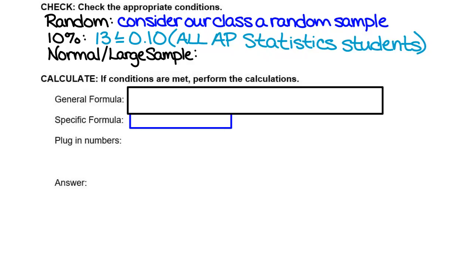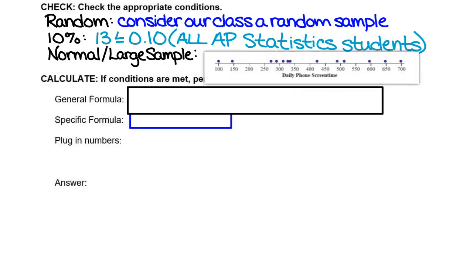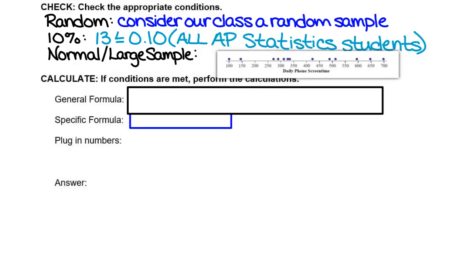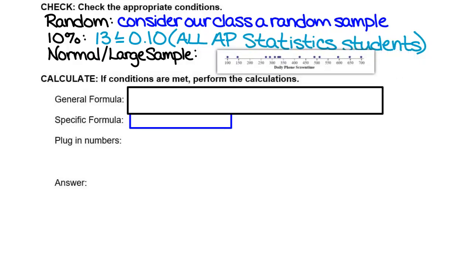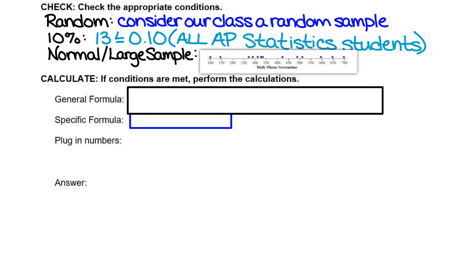So, let me go back here. I took a picture of the graph, and I'm going to throw it up on the screen. Ooh, I need to make it a little bit smaller. So that's what the graph of the sample data looks like. Does it show strong skews or outliers?